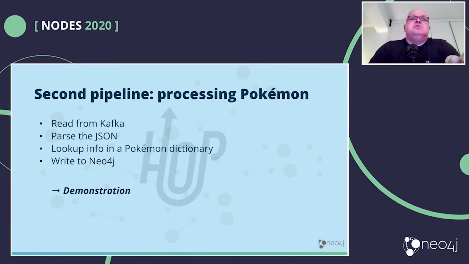And then after this, what we're going to do is read that data from Kafka, parse the JSON back out, and look up the information in a Pokemon dictionary. So if you want to know more about the Pokemon itself, we can do that there. And we're going to write to Neo4j. So I'll switch back to the Pokemon data processor.